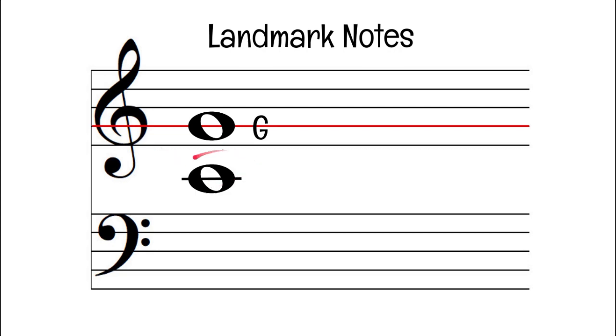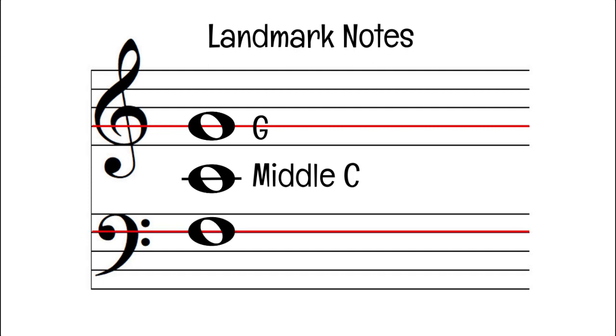Next, we have a note with a line going through it that is in the exact middle of the staff. It is called middle C, which is the center C, the very center of the keyboard. Next, we have this line note 2 lines down, and it goes through the curl of the bass clef, and it's called F.